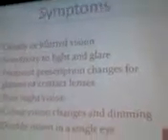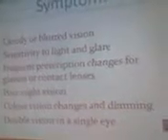Next is what are the signs and symptoms of cataract? Cloudy or blurred vision, sensitivity to light and glare, frequent prescription changes for glasses or contact lens, poor night vision, color vision changes and diminishing, double vision in a single eye.